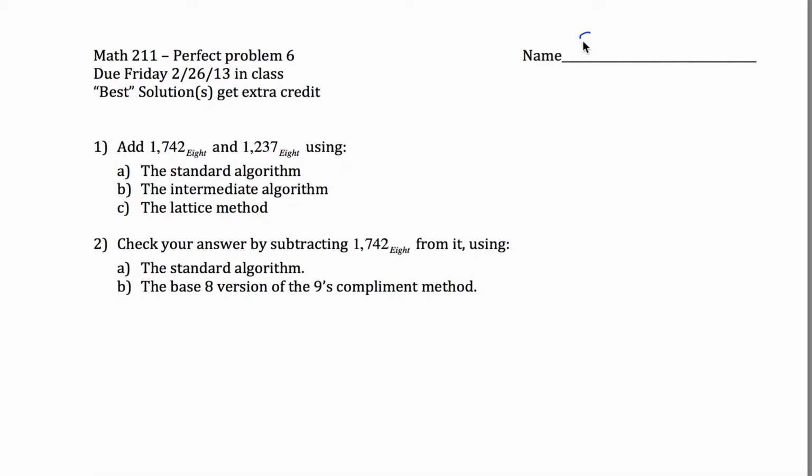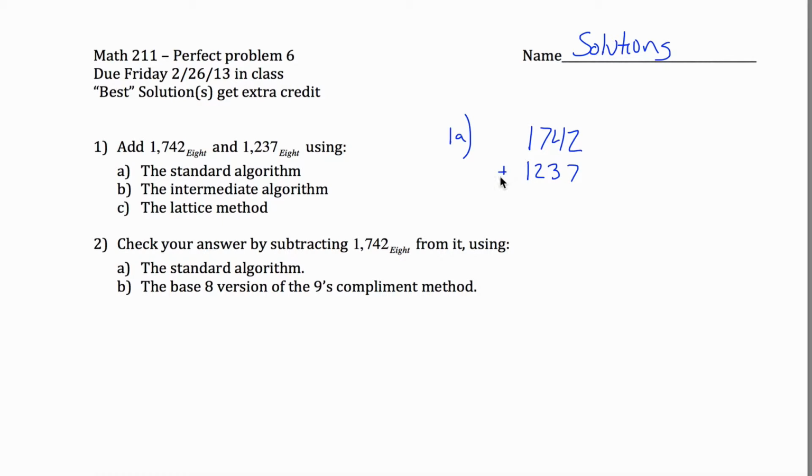All right, here are solutions for Perfect Problem 6 for Math 211. In this problem, you can do the same problem with a bunch of different methods. So you're going to add these two numbers together, and you're going to first use the standard algorithm. So you take this 1742, here's 1a, I guess, and you're going to add to that 1237.